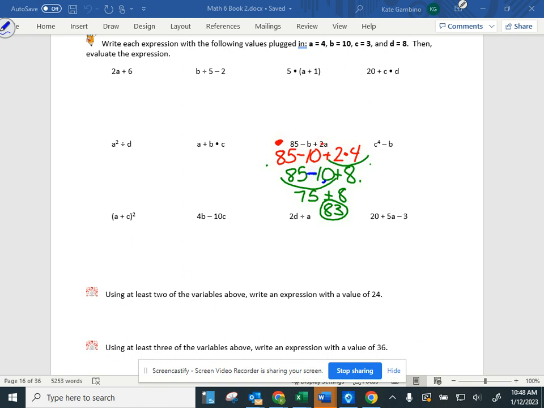If we did it the other way, we'd get a much different answer. Because we would have gotten 85 minus 18, which would be 67. Very different answer. So it is important that you follow the rules. When you're at a level, whichever one you come to first is the one that you do.